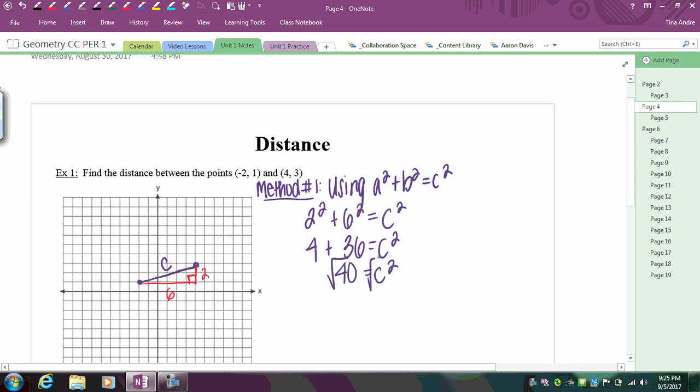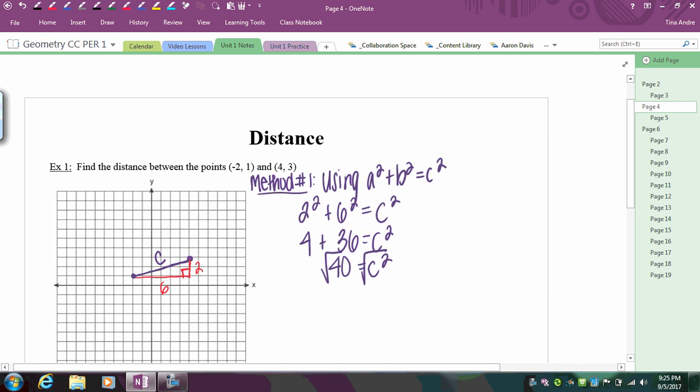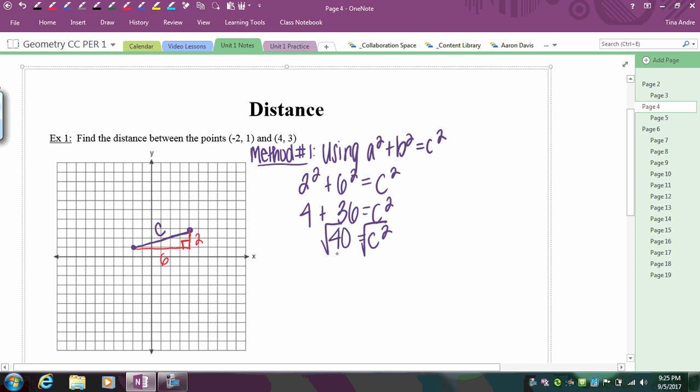Square root both sides. So you end up with plus or minus the square root of 40, but remember, we just want to keep the positive case because it is distance or length of a segment. And then think about if we can break this down. So the square root of 40 we can break down. The biggest perfect square that goes into 40 is going to be 4. So 4 times 10 is going to give me 40. So square root of 4 becomes 2. So 2 square root of 10 is going to be our answer for that.